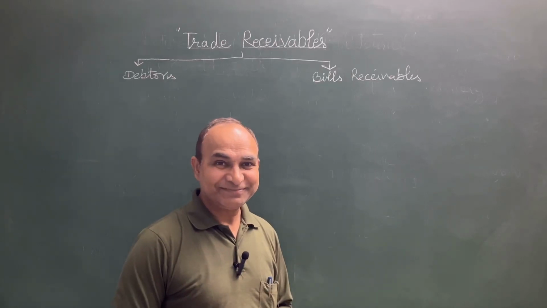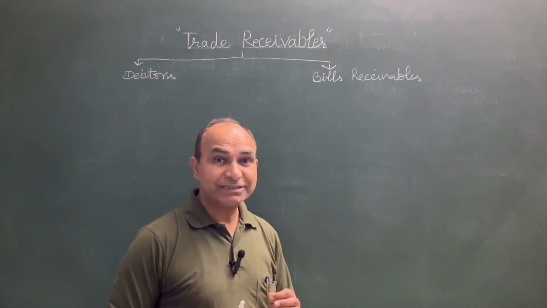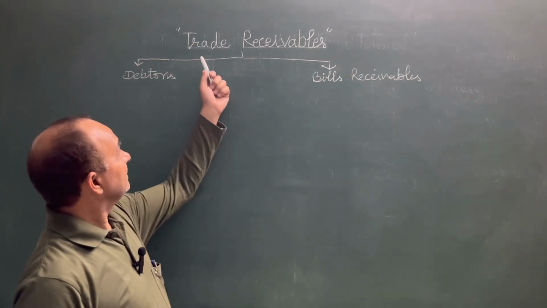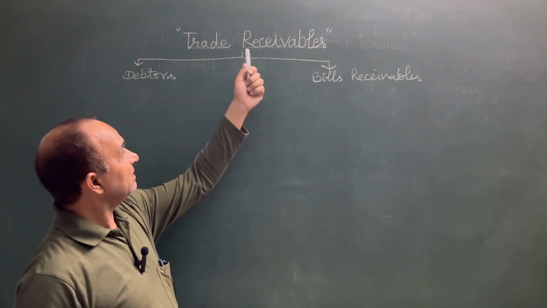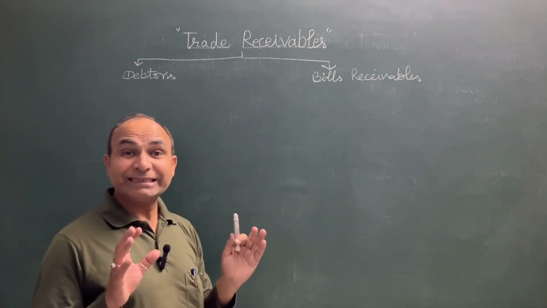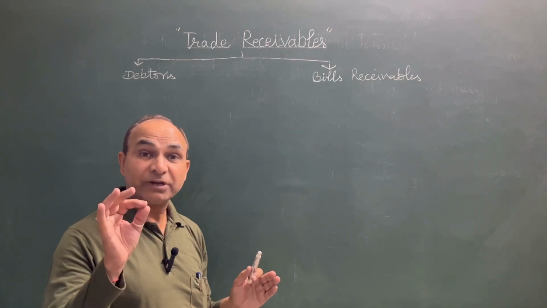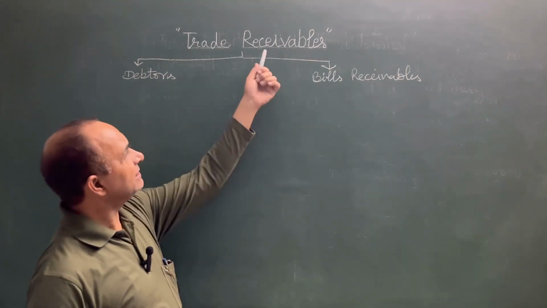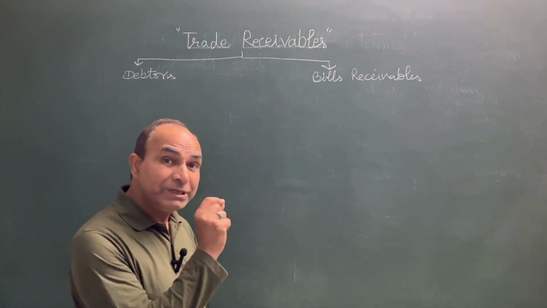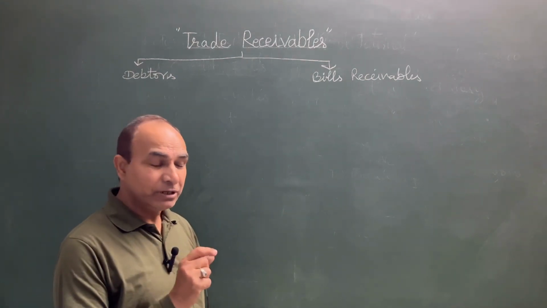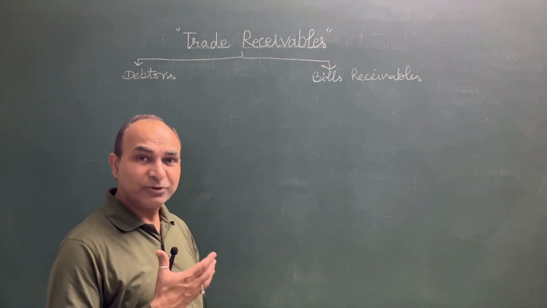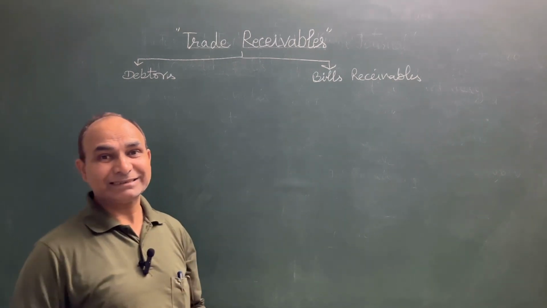Hello students, in this lecture I am going to discuss the term trade receivables. See, there are two terms, one is trade and second is receivables. Trade means purchase and sale of goods with the purpose of earning profit, and second is receivables. Receivables means amount to be received from customers to whom we sold goods on credit basis.